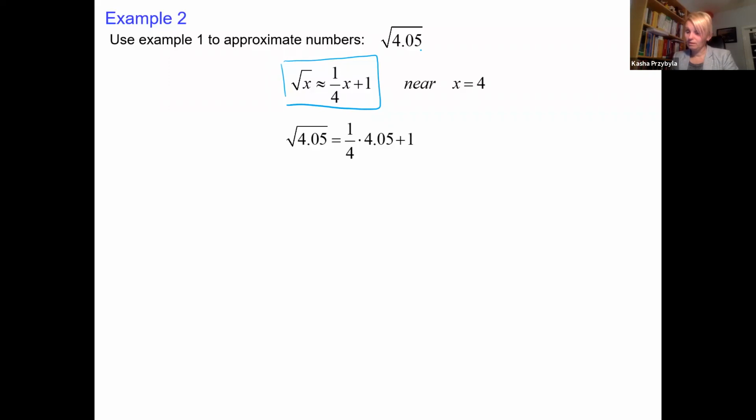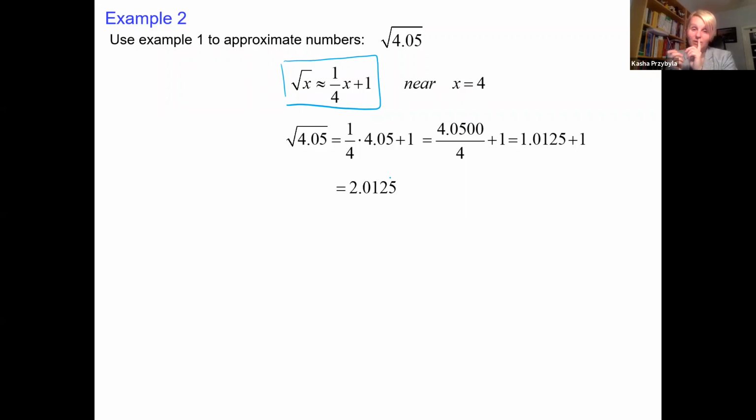Okay, can we compute this? 4.05 divided by 4. What I did, I put zeros because I can add zeros, that's not a problem. And then I will have 4 divided by 4 is 1, and 500 divided by 4 is 125. I just did it this way because of course no calculators. And plus 1 means I will have 2.0125. We can see no calculators and a good approximation.